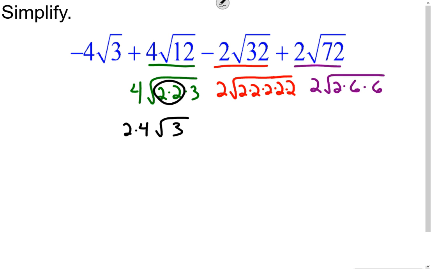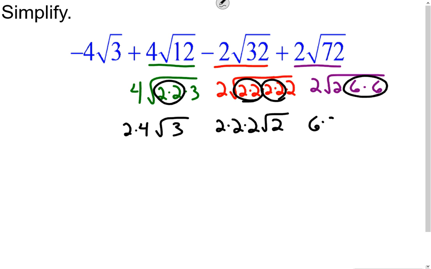The 2 root 32, I have a pair of 2's here, and I have a pair of 2's there. So I have that original 2 that was outside, I have a 2 from the first circled pair, and I have a 2 from the second circled pair, and I still have that single 2 underneath the radical. And last but not least, this is why I left it as 2 times 6 times 6, because I have that pair in there. So I take the 6 out, I still have the 2 from before, and then I have the 2 underneath the radical. I still have that negative 4 root 3 at the beginning.